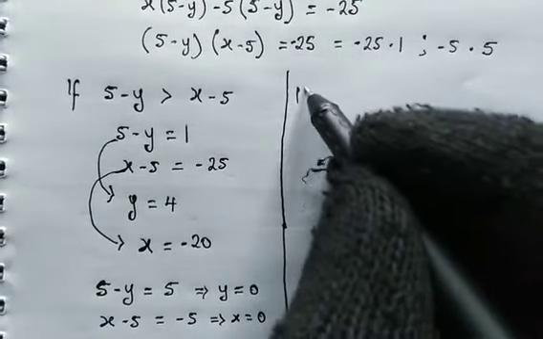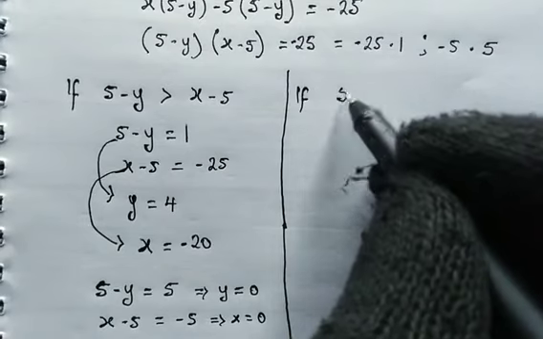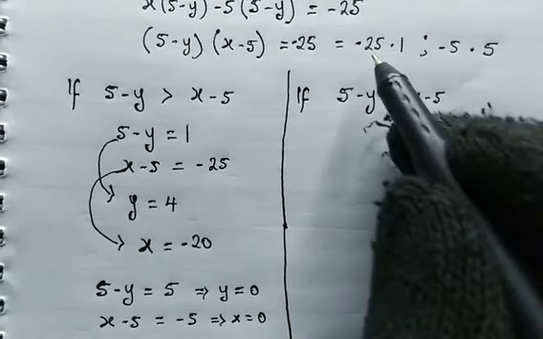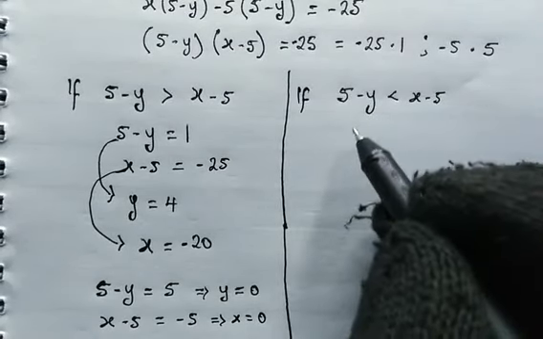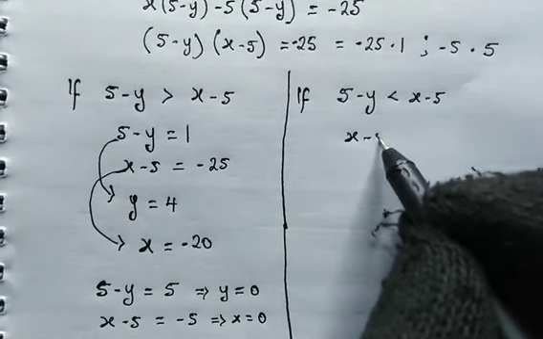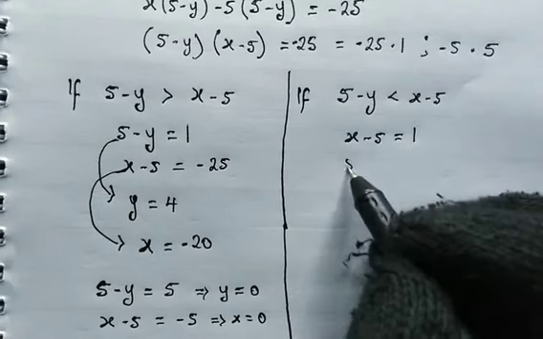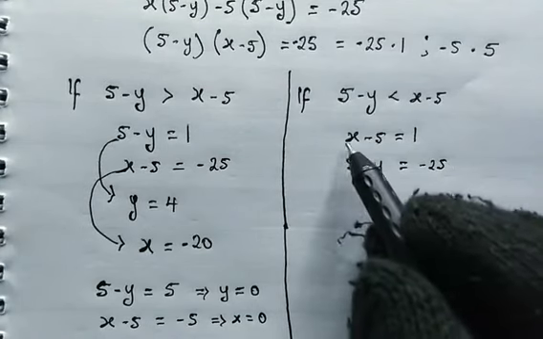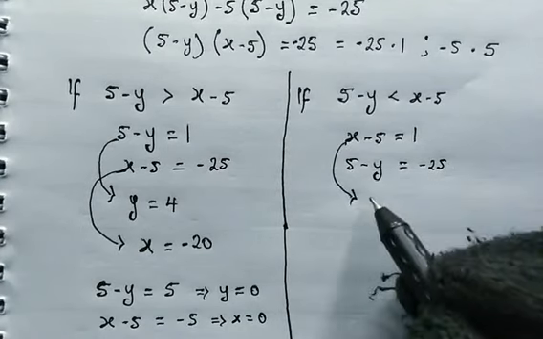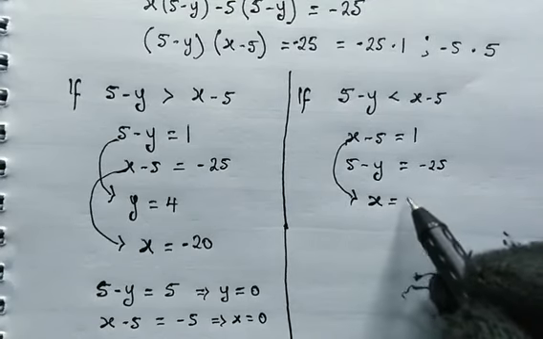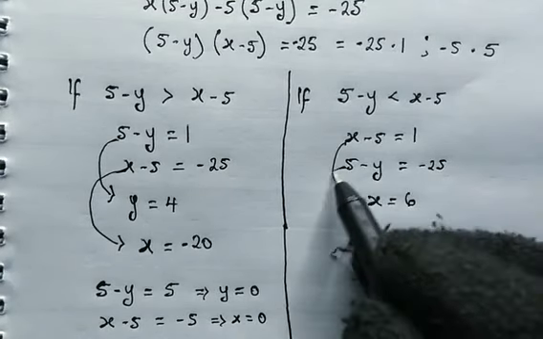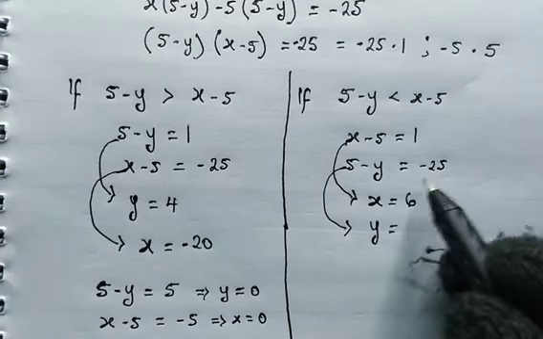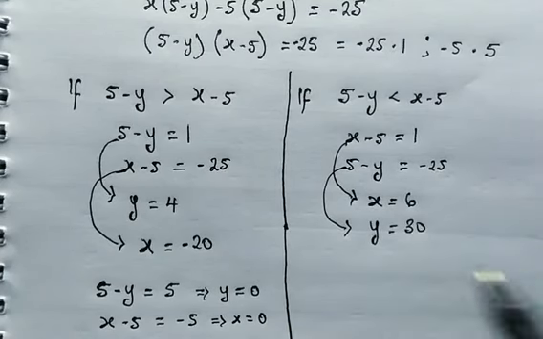Okay, now the other case here, if 5 minus y is less than x minus 5. Now let's start with the first factor here. Then we shall have x minus 5 equals 1 and 5 minus y equals negative 25. From this equation, to solve for x, x equals 1 plus 5, which is 6. And from this one, to solve for y, y equals 5 minus negative 25, which is 30.